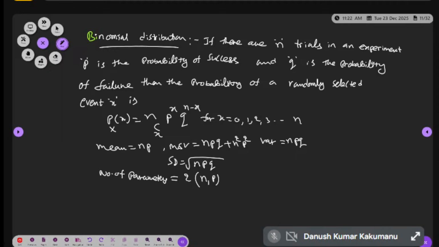Maybe you are getting the doubt: why not q, sir? Q is nothing but 1 minus p. No need to consider q as another parameter. What are the total parameters? 2 parameters, n and p. Remember all this formula, very important. Mean is np, mean squared value is npq plus n squared p squared, variance is npq, standard deviation root npq, number of parameters 2. That is about binomial distribution.